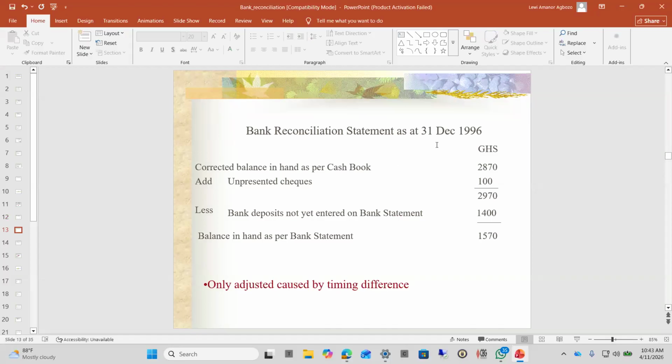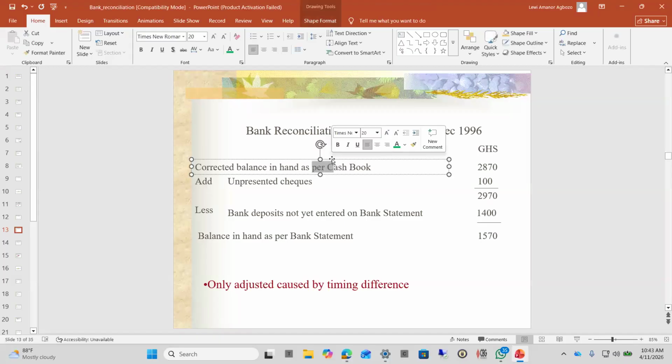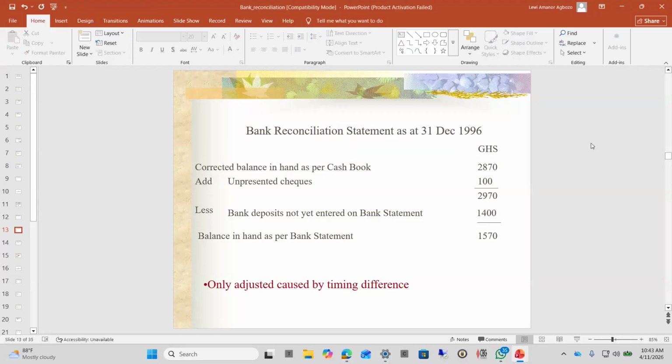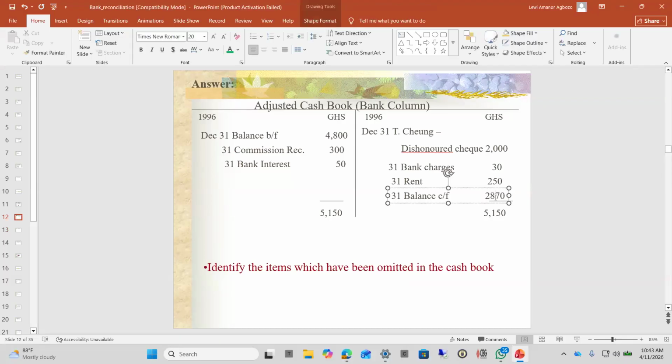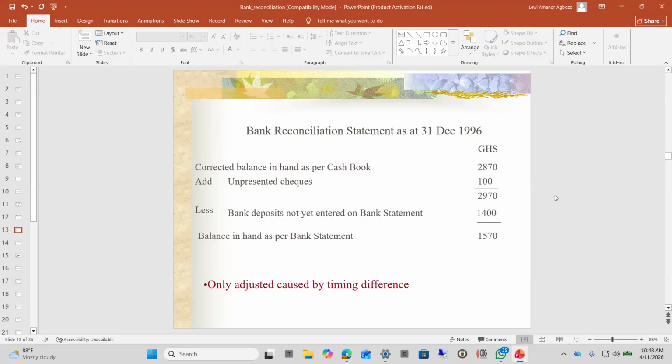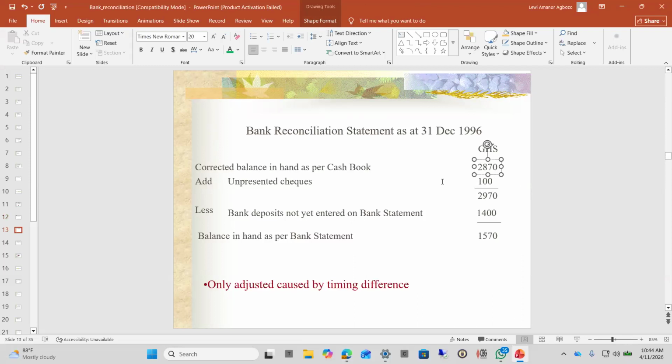This is the bank reconciliation statement as at 31st December 1996. Okay. So we want to start with balance as per the adjusted cash book. Balance as per adjusted cash book. And our adjusted cash book balance is what? This one. 2,870. Are we following? Yes, sir. So we bring it. This is it. We bring our adjusted cash book balance.